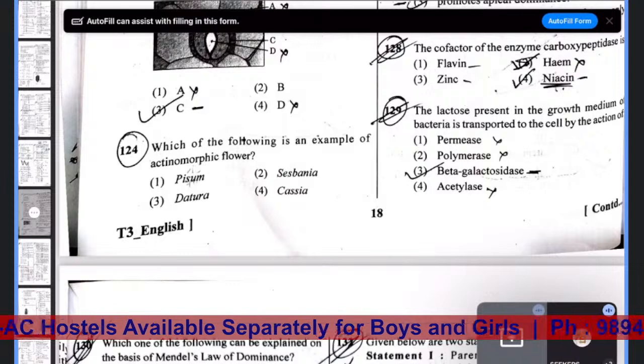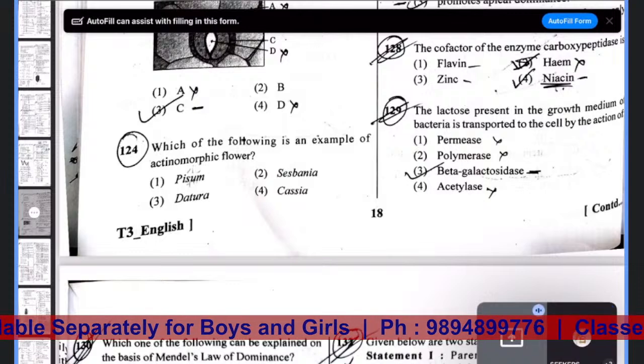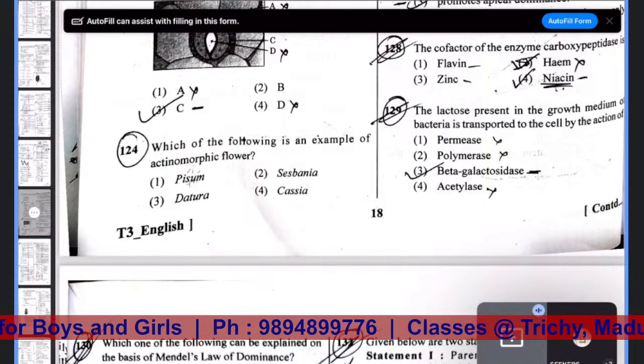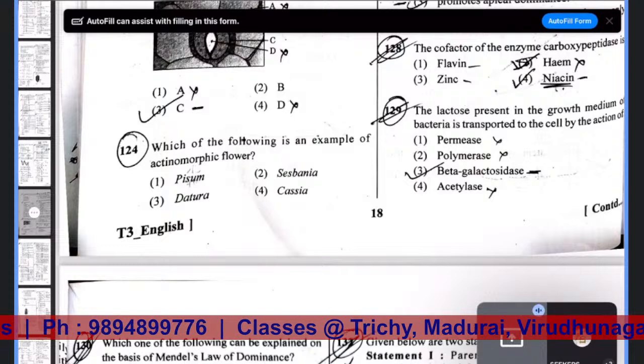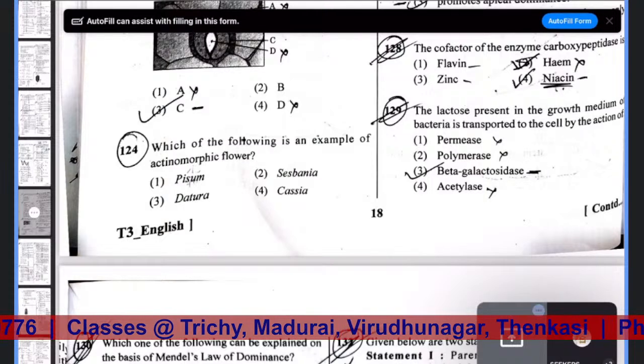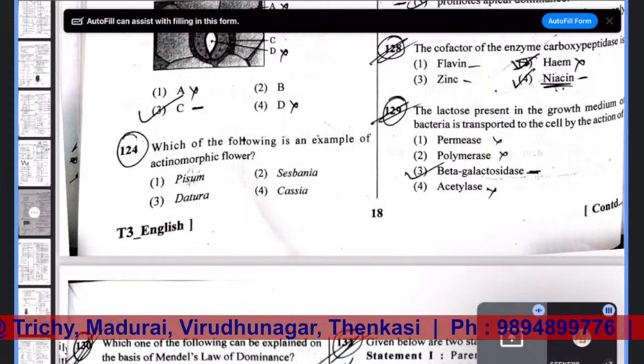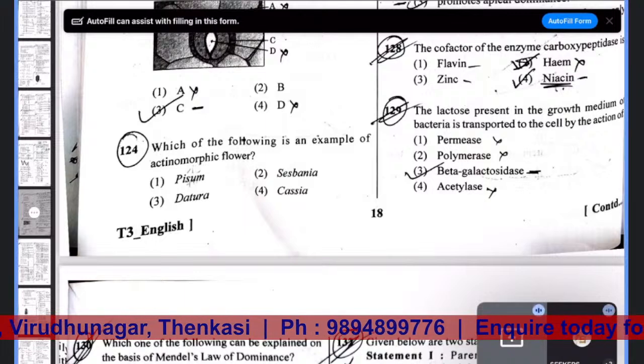So lactose, you know, is a disaccharide. To enter into the bacterial cell, the permeability has to be increased. Hence, it is your Y gene which is going to help in this process. Y gene codes for the enzyme called beta permease. So question number 129, option 1, permease is the answer.